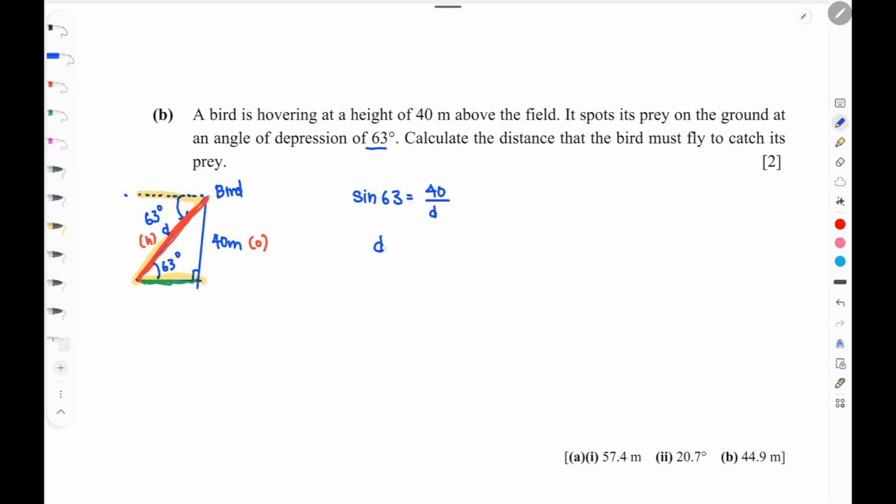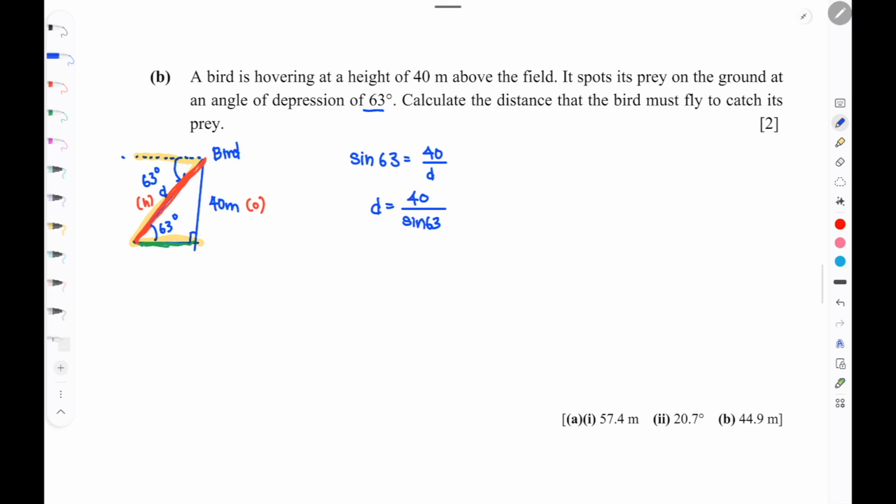Okay, I make D my subject. I bring my sine 63 over. Okay, I type this into the calculator, it'll be 44.893. Okay, I round off, I get 44.9 meters. 3 SF.